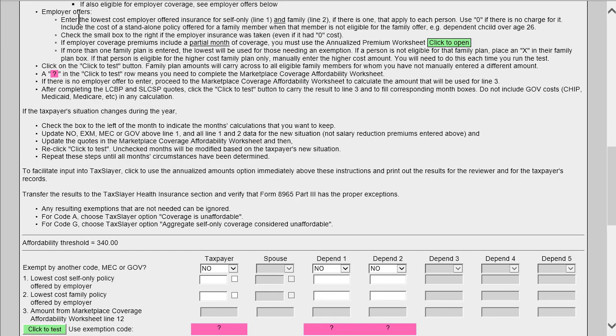So on the employer offers, there's several things we need to do. Always put in both the cost for self-only and for family policy offers, what those would cost. And if the insurance is provided by the employer at no cost, put in 0, because that's the cost to the taxpayer. And then, if they took that coverage, click the little box that's to the right of that option. If they did not take that coverage, then don't take the box.